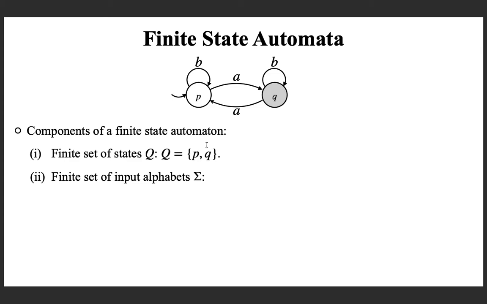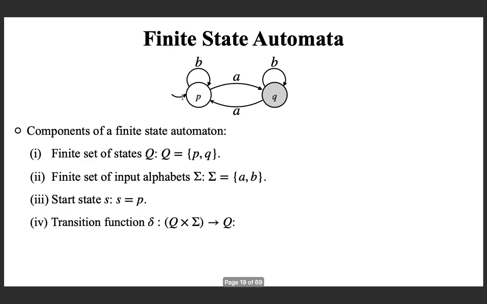And the second component is the finite set of input alphabets. In this example, sigma is the set {A, B}, the input symbols. And the third component is a state known as the start state. It must be an element of Q. In this example, it is P. This is how a start state is represented in the figure, by an arrow not originating from any other state. And now the fourth component is what is called the transition function.